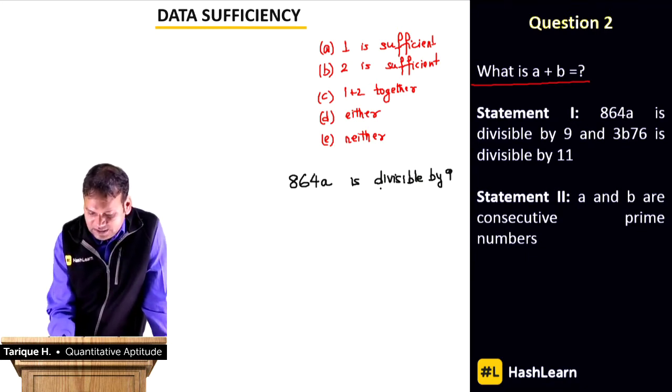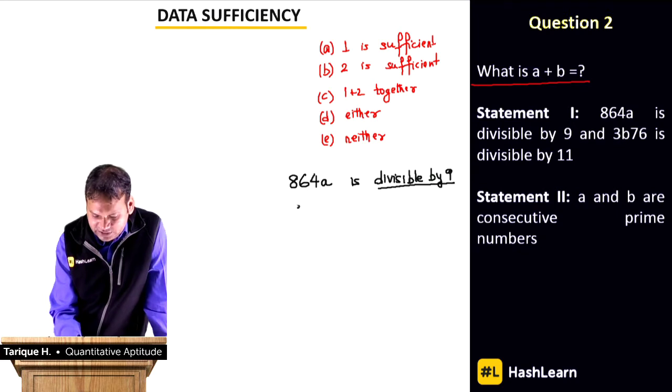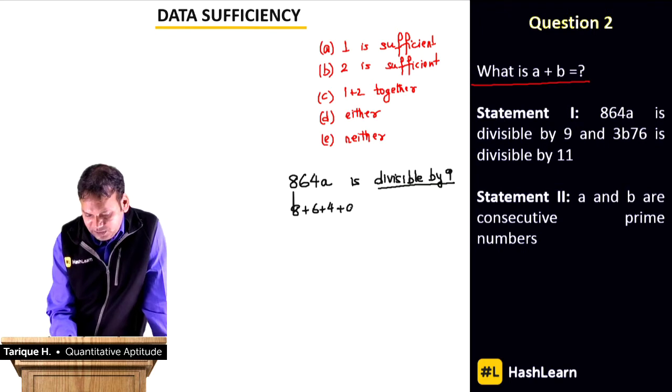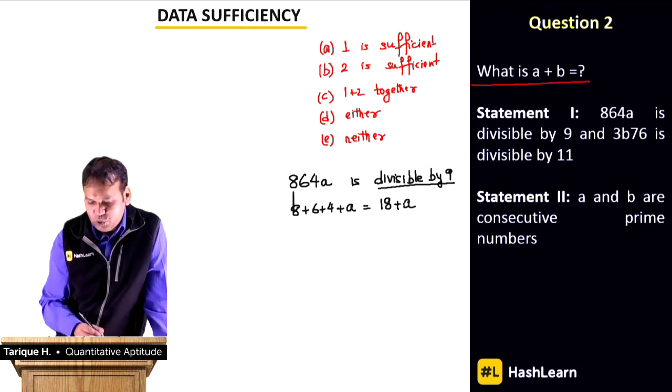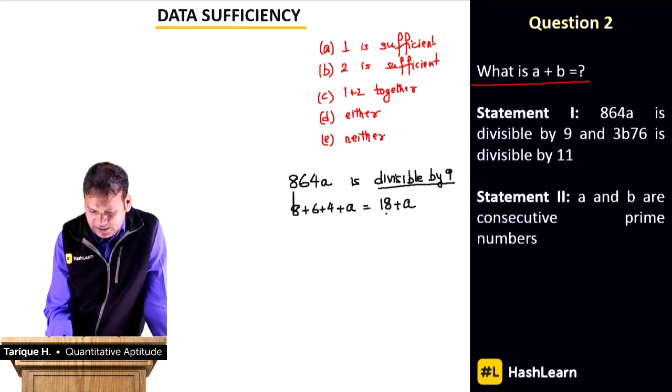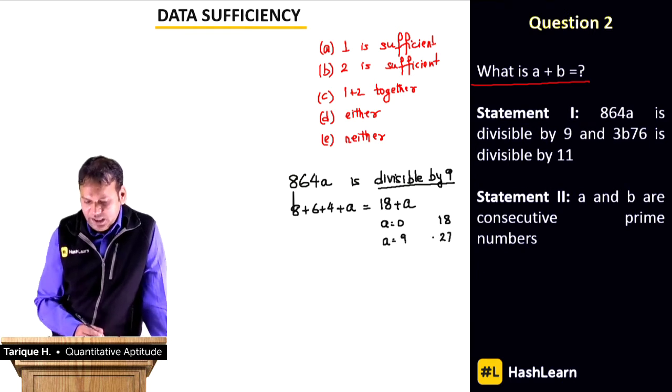The rule for divisibility by 9 is the sum of digits. 8 plus 6 plus 4 plus A should be divisible by 9. Okay, so 6 plus 4 is 10, 10 plus 8 is 18, plus A. 18 plus A should be divisible by 9. And 18 plus A will be divisible by 9 in two cases. One, if A is 0, then the sum will become 18. And second is when A is equal to 9, in that case the sum will become 27. And both of these are divisible by 9.